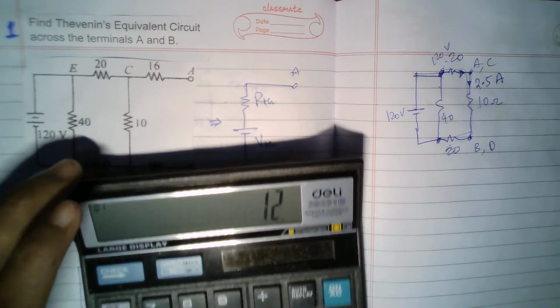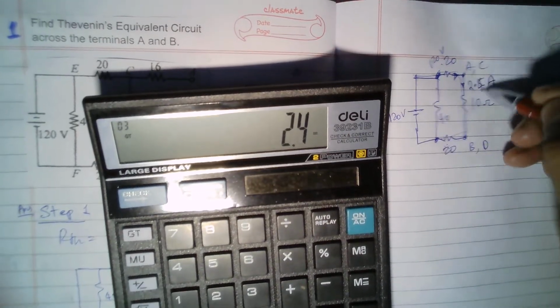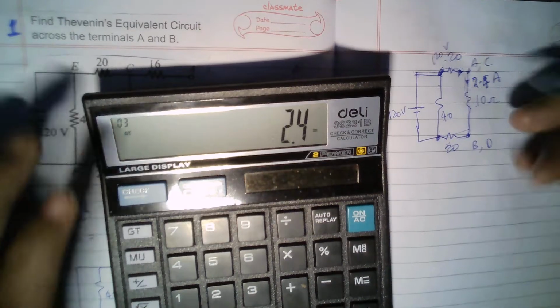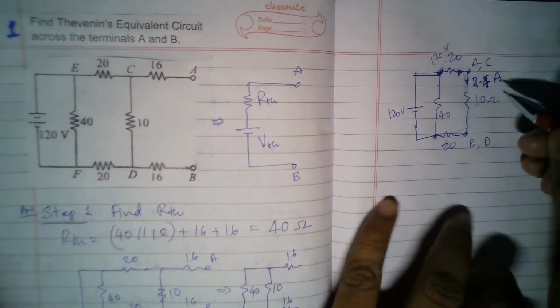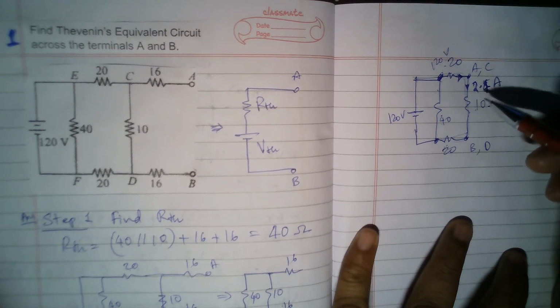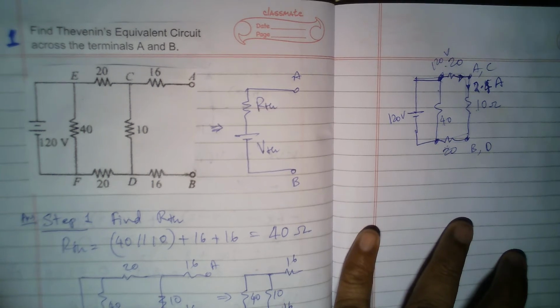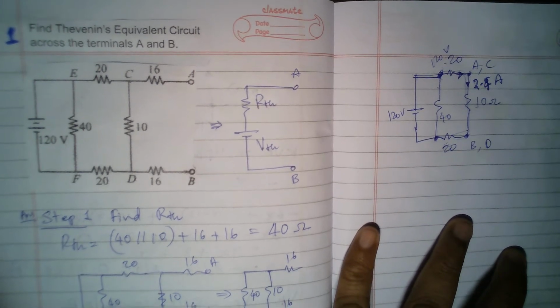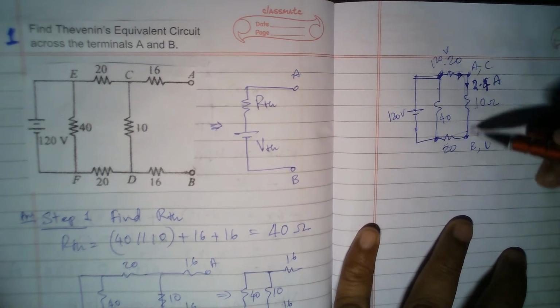Let me just verify that. 12 divided by 5. Oh, I'm sorry, 2.4. Okay, so good. I'm not against using a calculator, but if it is as simple as simple addition, you don't use a calculator. Anyway, so here it is 2.4 amperes current. 12 by 5, or 120 divided by 50.